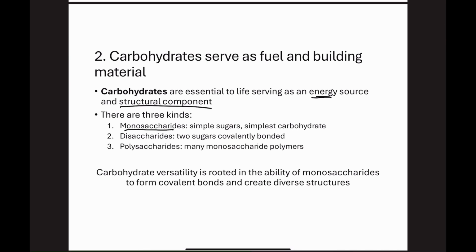They're called our simple carbohydrates, and a monosaccharide example is glucose. We have disaccharides, which are 2 sugars that are covalently bonded, and an example is sucrose. So we can kind of think of disaccharides as double sugars. And the last kind that we have are polysaccharides, which are many monosaccharide polymers joined together. And this many just means more than 10 monosaccharides.